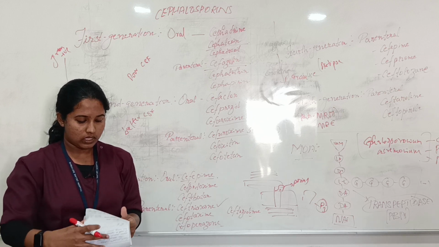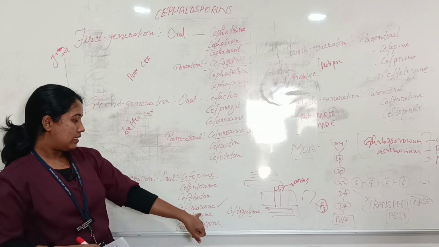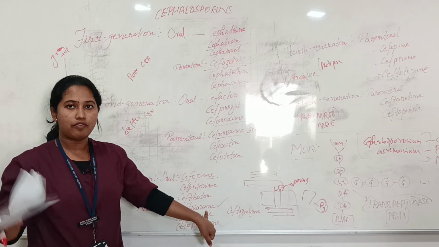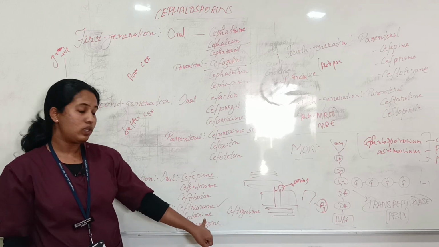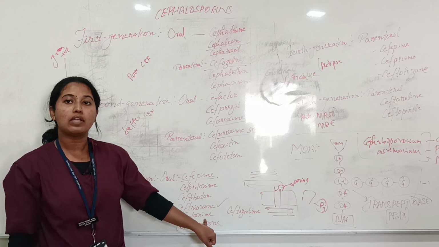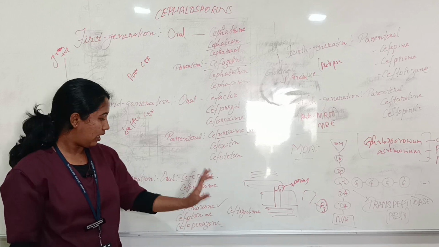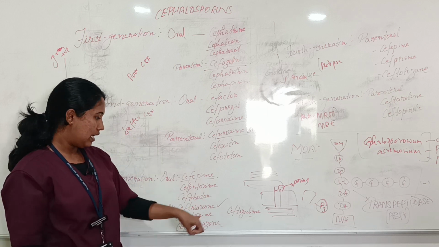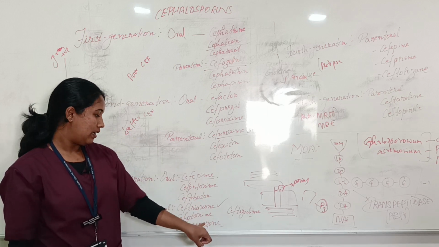So I'll tell you the doses. Okay, ceftriaxone, the dose is 1 to 2 gram IV every 12 hours. Cefotaxime 1 to 2 grams every 8 hours. The best thing about third generation is everything is 1 to 2 grams. Only the timing differs. Ceftriaxone every 12 hours.